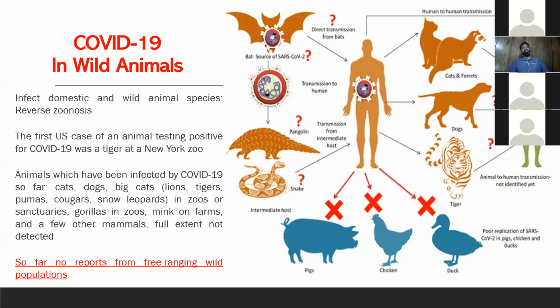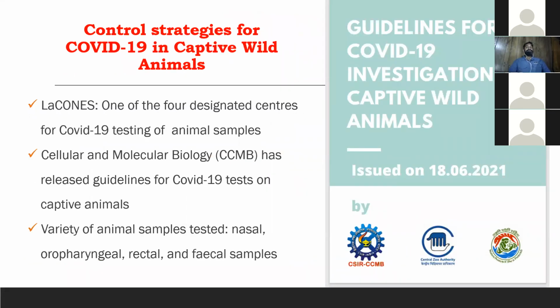So there are multiple reports available, but still we don't have concrete evidence of where they have contracted the disease. But at the same time, we will be following the regular preventive care. And there are a lot of guidelines given, especially the one from CSIR-CCMB, in collaboration with the Central Zoo Authority, one of the designated centers for COVID-19 testing for animal samples. And they have released this guideline, which is for captive animals. And a variety of animal samples were tested, primarily nasal, oropharyngeal, rectal, and fecal samples were taken for identifying COVID-19.